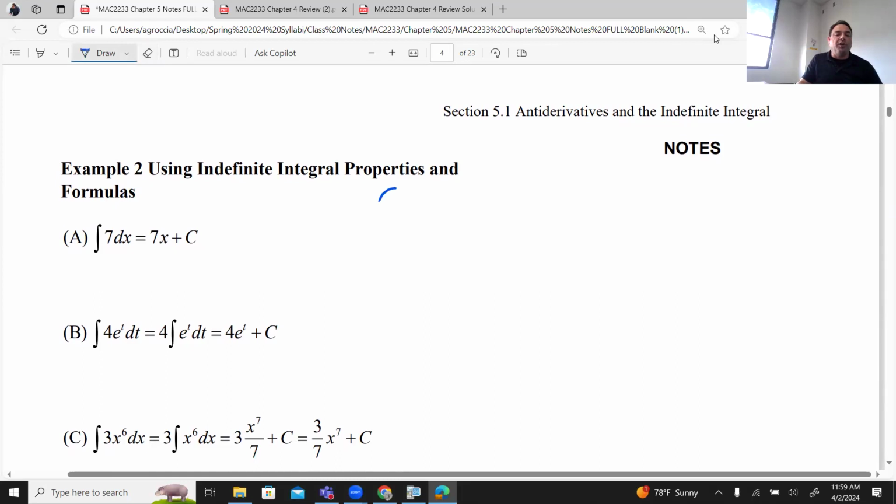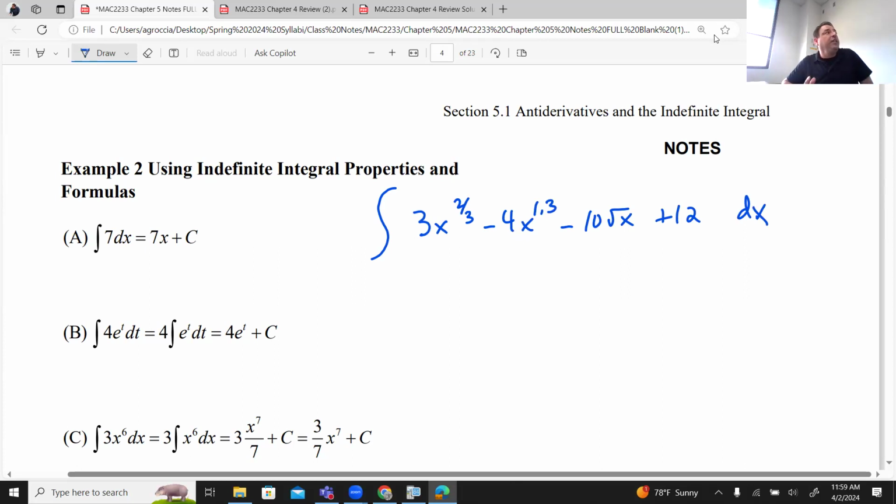So having said that, having learned all this, here's an example for you. And you're going to think it's so much harder. And I'm going to say it's the same old. So I want you to do this one: 3x to the 2/3 minus 4x to the 1.3 minus 10 square root of x plus 12 dx. Take the integral of that. I am going to give you a little bit of advice. I would rewrite that square root first and then go through the same parts. All you're learning today is add 1, divide by it, add 1, divide by it, and the meaning behind it.